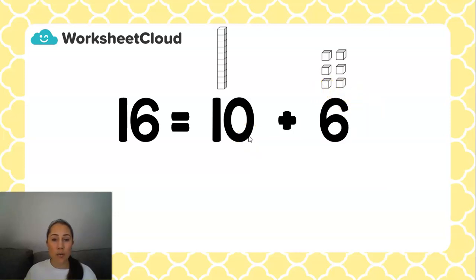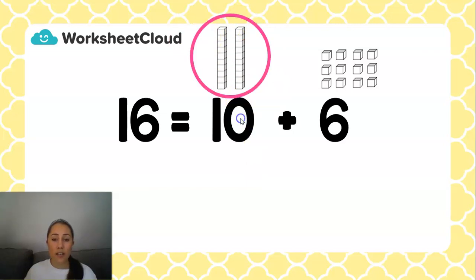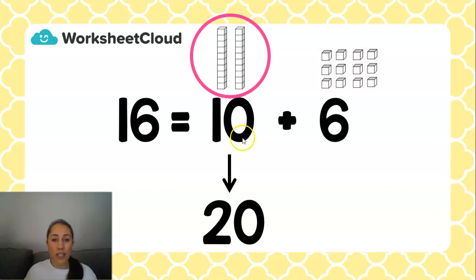So now I'm going to double. I add another group of 10. And I add another 6 loose blocks. And I already know from the previous question that 2 groups of 10 is 20. And remember, I write an arrow underneath and I write my 20 over there.